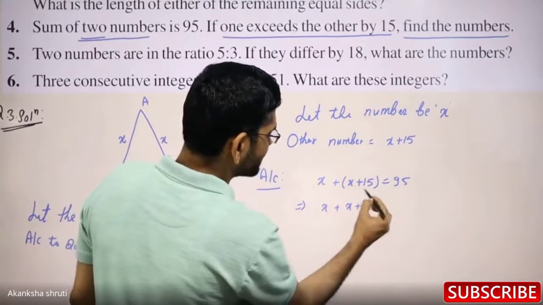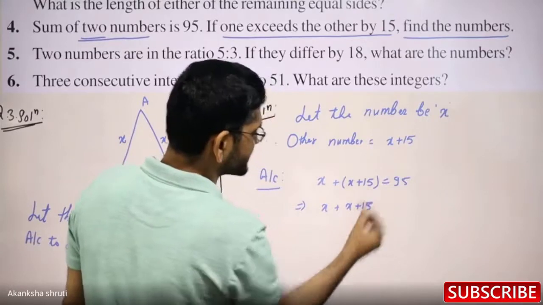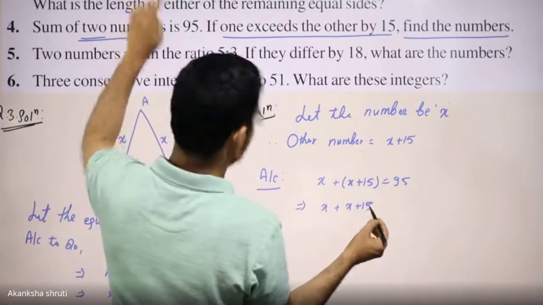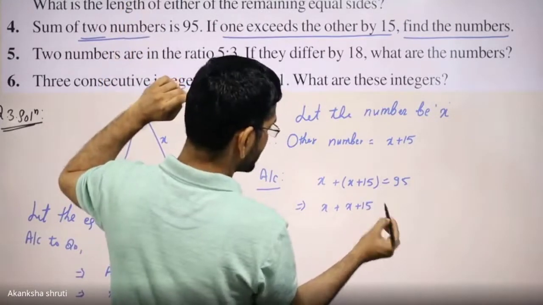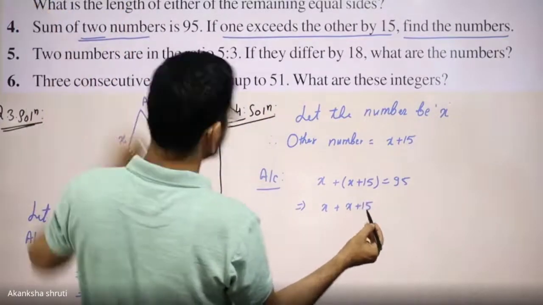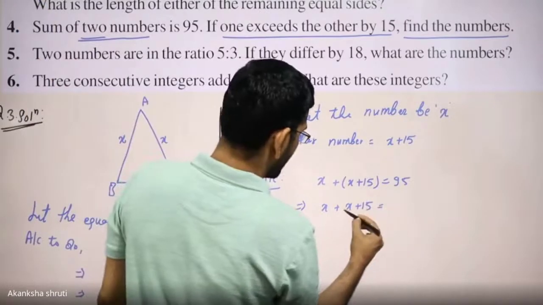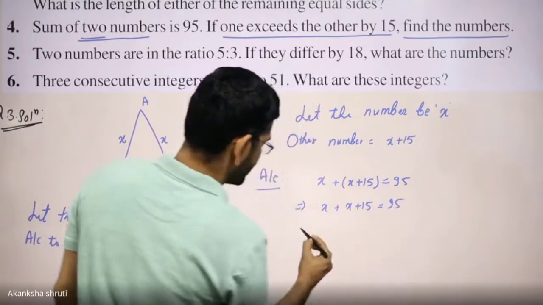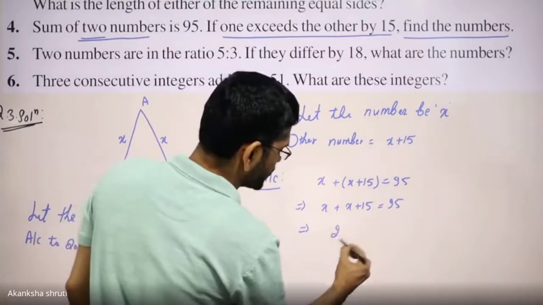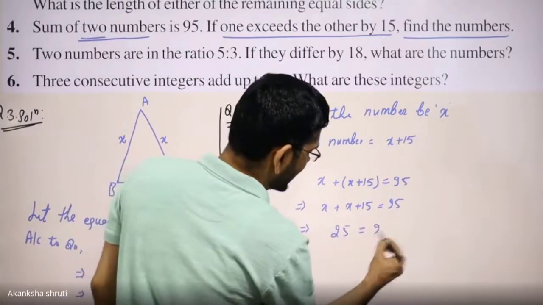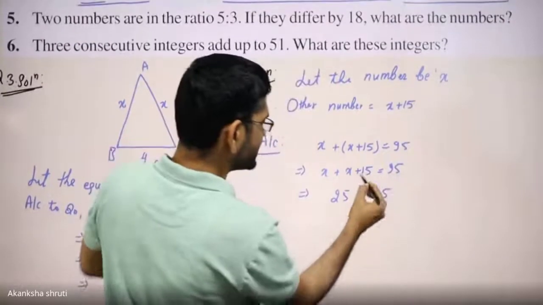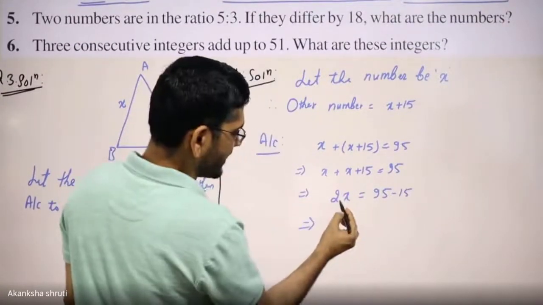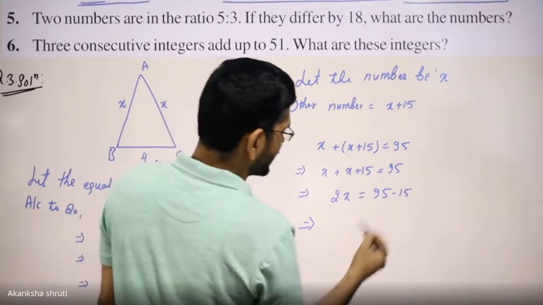Why had we kept this bracket? That indicates it is the second number. So the sum of these two numbers. After removing this bracket, it will remain as it is. So x plus x plus 15 is our 95. Now find the value of x. It becomes 2x plus 15 is equal to 95. Send this 15 to the right hand side, minus 15. So here our 2x is equal to 95 minus 15.